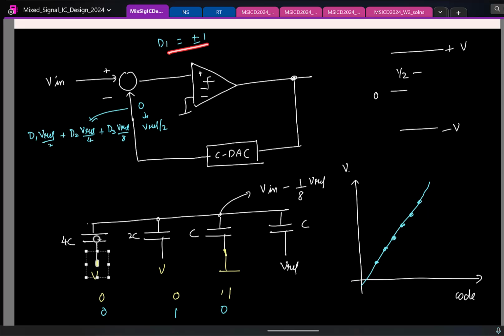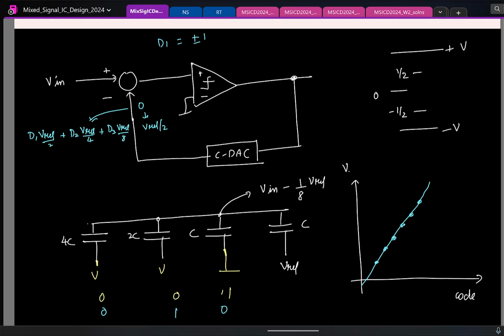If D1 is plus or minus 1, basically if the previous comparison was 1, this will be Vref by 2. If it was 0, that is minus 1, this will be minus Vref by 2, and then that will keep accumulating like this. Fine? You basically have this, and then you keep adding 1/4, 1/8, and so on.